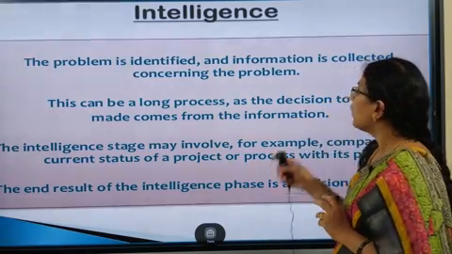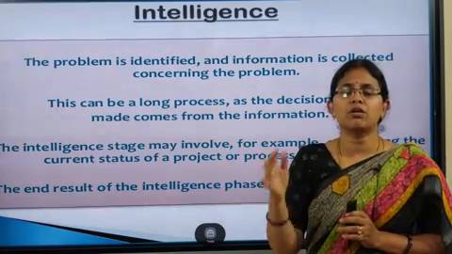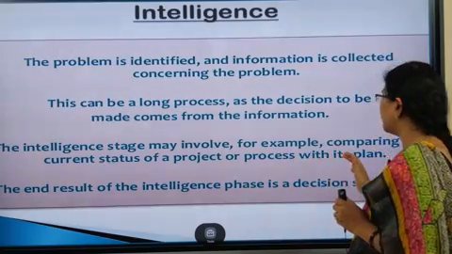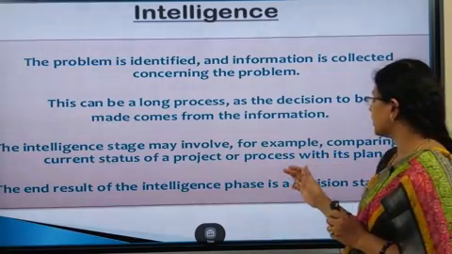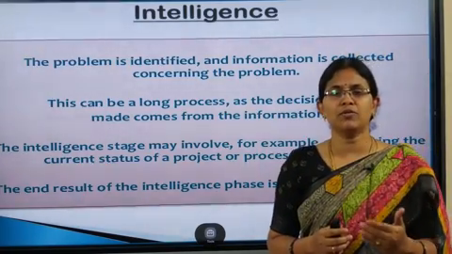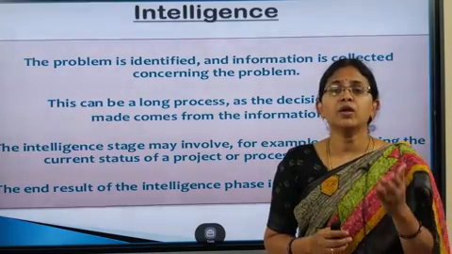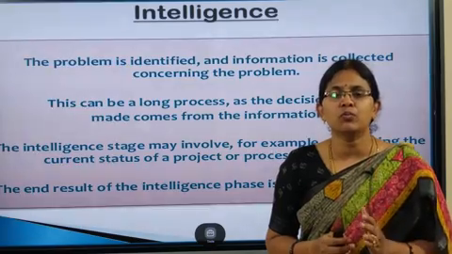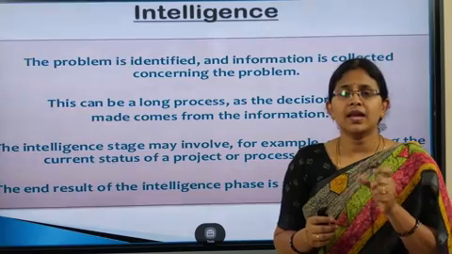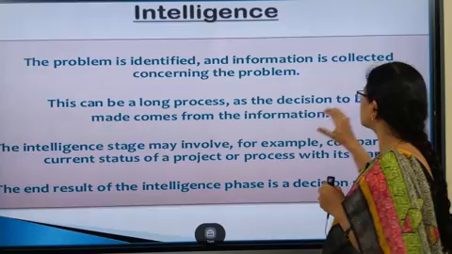Once the problem is identified, you have to go for possible alternatives for that problem, and it may involve, for example, comparing the current status of the project or process with its plan. When you identify a problem related to your project or business, you are comparing your actual work with the desired plan. Then you can identify the problem and make possible solutions out of it.